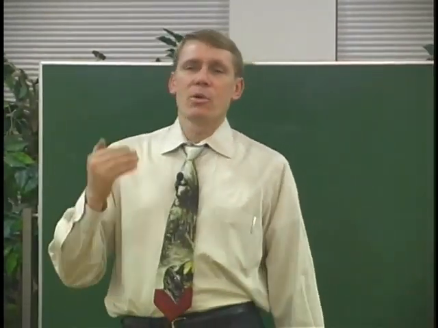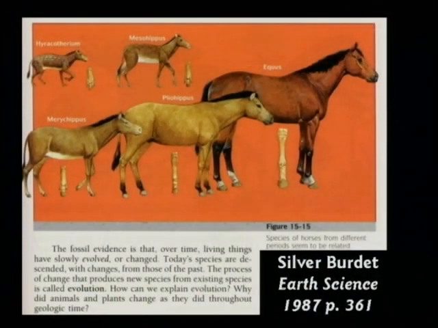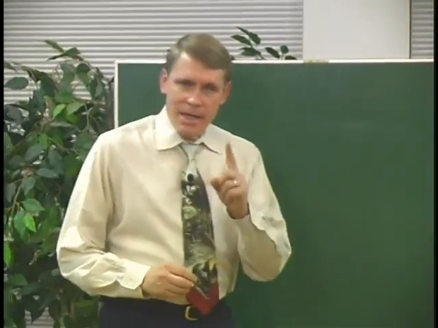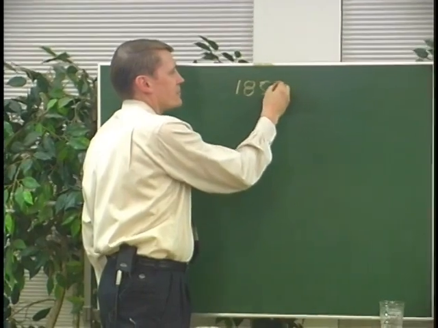They're teaching the kids the horse used to have 4 toes and it slowly evolved into a 1-toed horse. This whole story was made up in 1874. Let's review a couple of dates here. Back in 1859, Darwin's book was written.